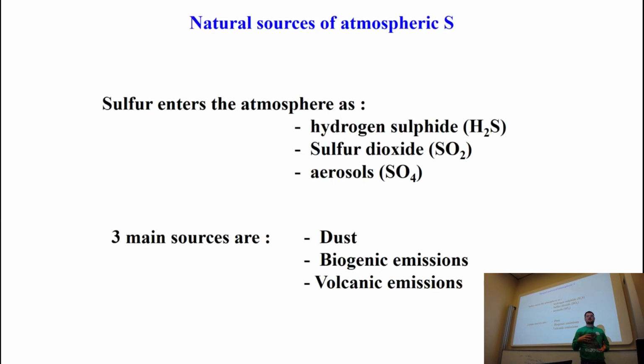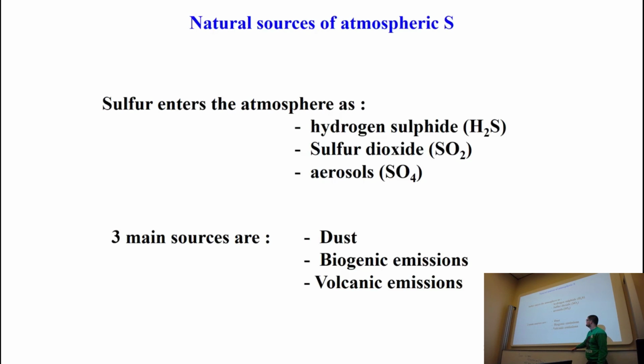So to get into the atmosphere, sulfur has to be either in a gaseous form, so hydrogen sulfide or sulfur dioxide. These are given off by volcanoes, or in the case of hydrogen sulfide, from sediments that are anoxic. So in rice fields, bogs, marshes, those kind of regions, they can give off hydrogen sulfide. And then sulfate tends to form aerosols. So it's not necessarily gaseous, because it's got such a high boiling point once it reacts with water to form sulfuric acid.